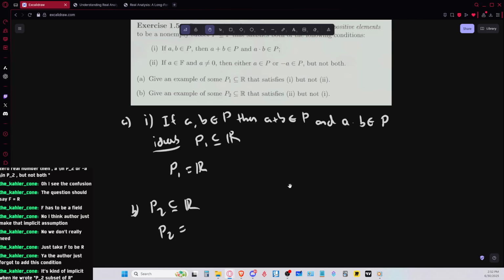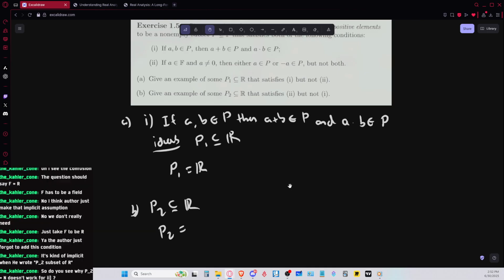Now for the second one, we want number 2, but we don't want number 1, which makes it a little bit harder. Because if we make P2 the natural numbers, it still does arithmetic well, so it fulfills 1. That's the problem. And the real numbers do the exact same thing. But the real numbers fulfill both 1 and 2.